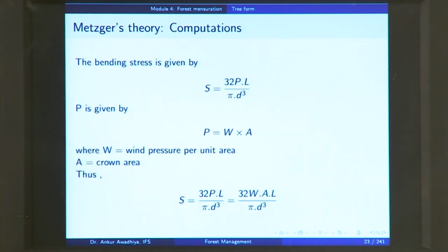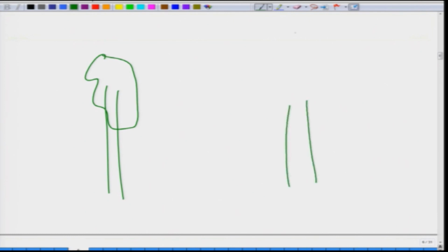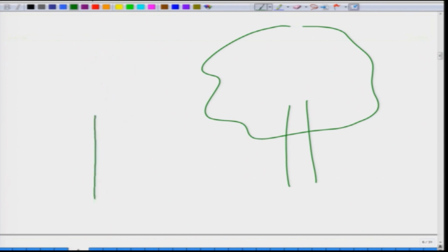So, if you have a larger sized crown, you will have more force being applied. If you consider two trees, one with a larger sized crown and one with a smaller sized crown, the force that comes up in the capital P will be much greater than the small p that we have in the other case.